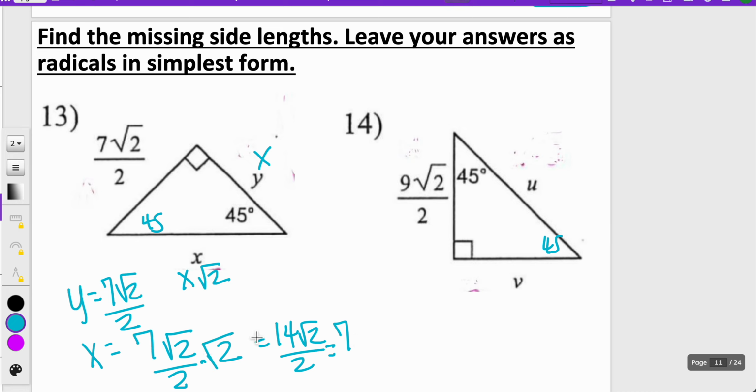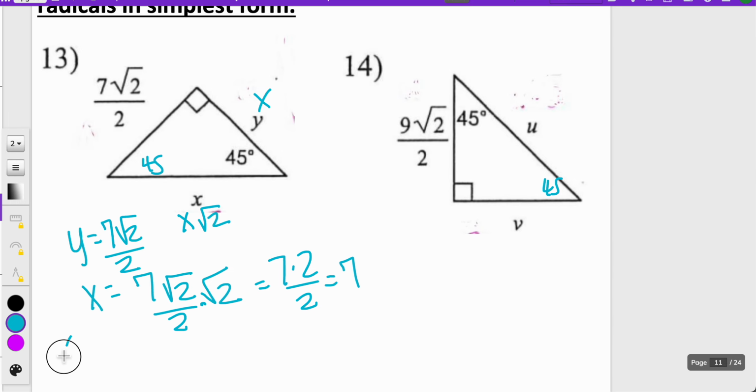Sorry, I messed up there. 7, here we go. We're multiplying by the square root 2. So we get 7 times 2 over 2, which is just equal to 7. So x equals 7 here.